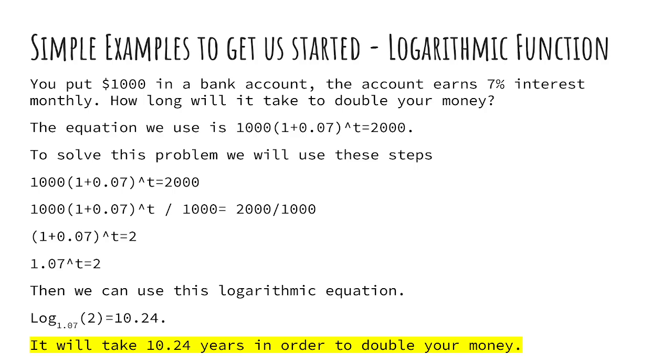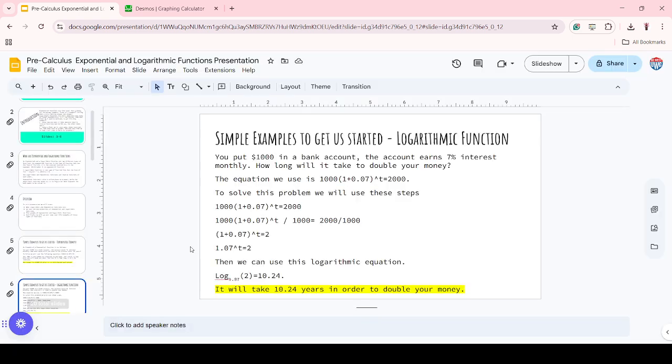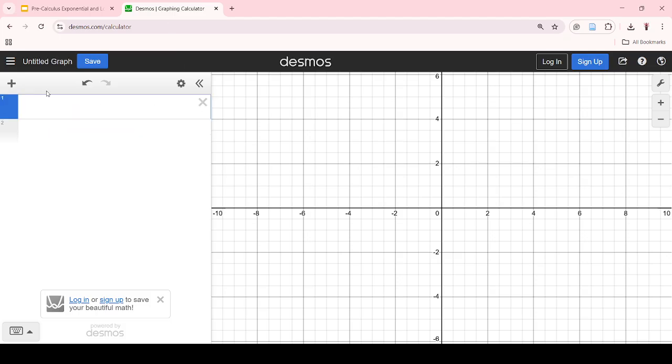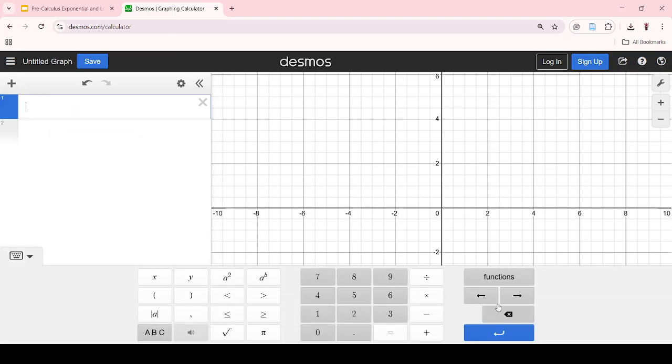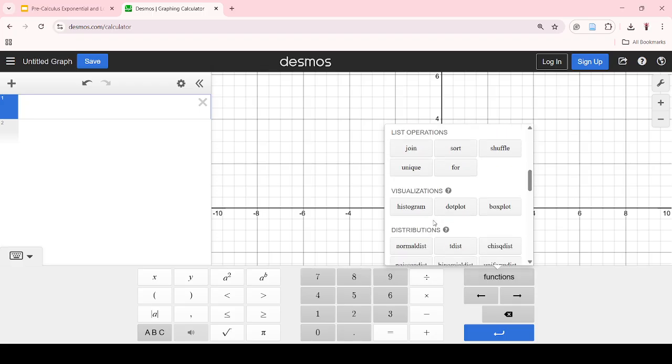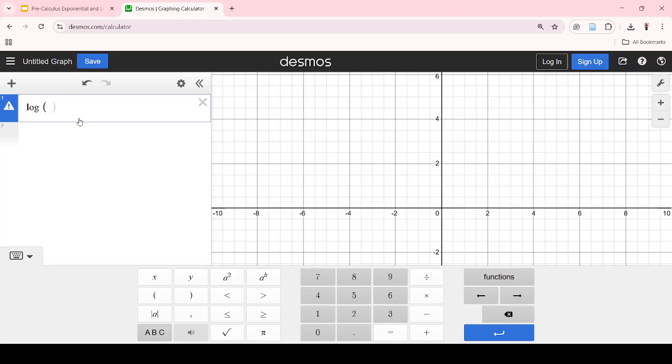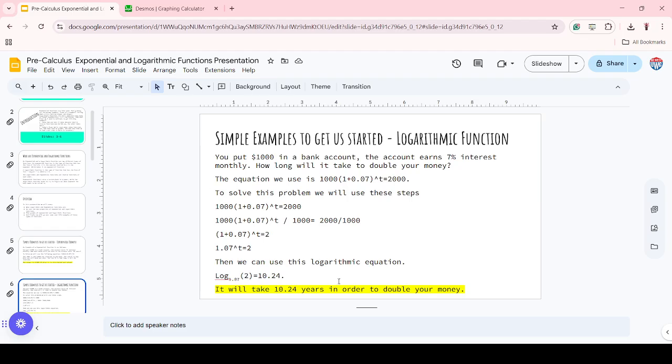Log subscript 1.07 of 2 is equal to 10.24. This is our answer, but I would like to also put this into Desmos to check it out and make sure that the work is correct. So let's scroll down and find our log and our subscript. Log base 1.07 of 2 is equal to 10.24. So that is how I got my answer of 10.24 years to double your money. This is how long it will take.